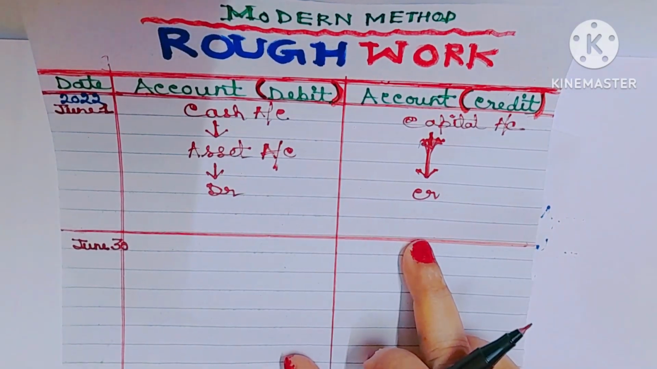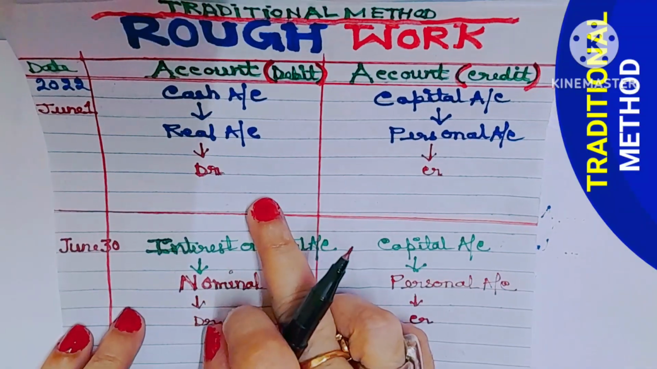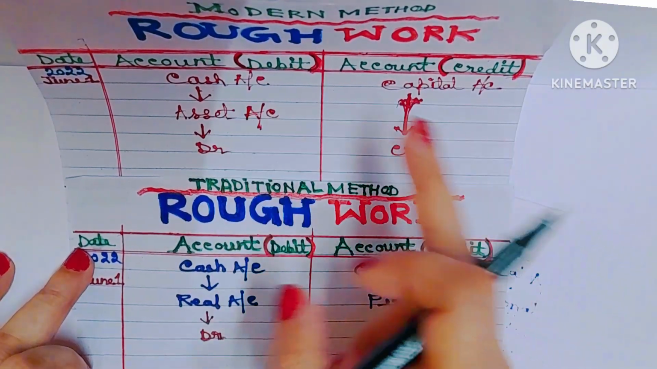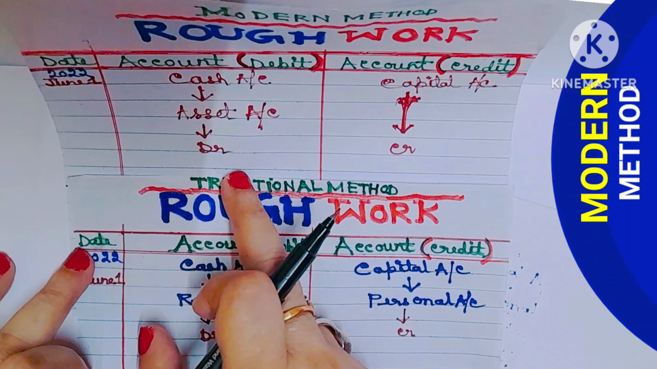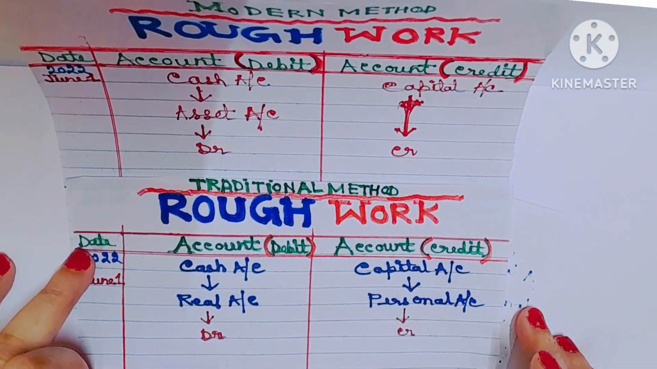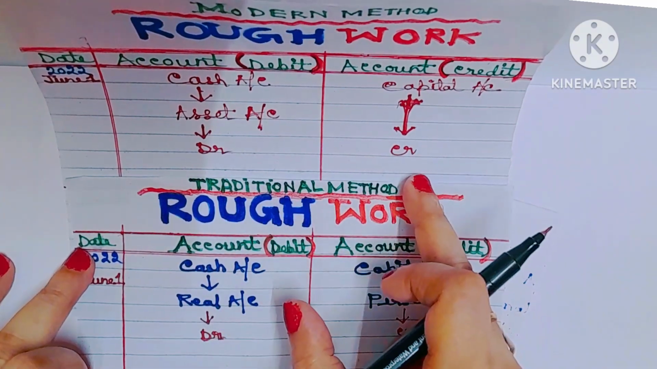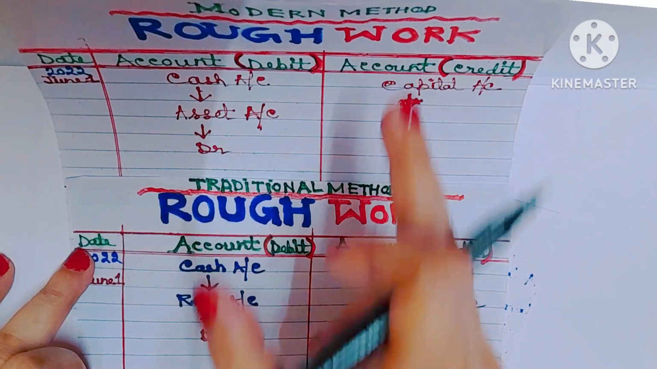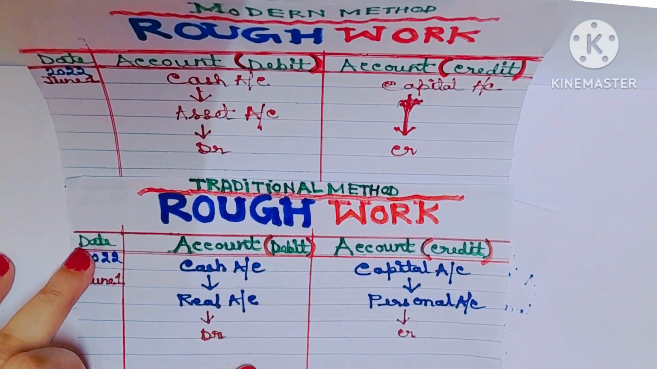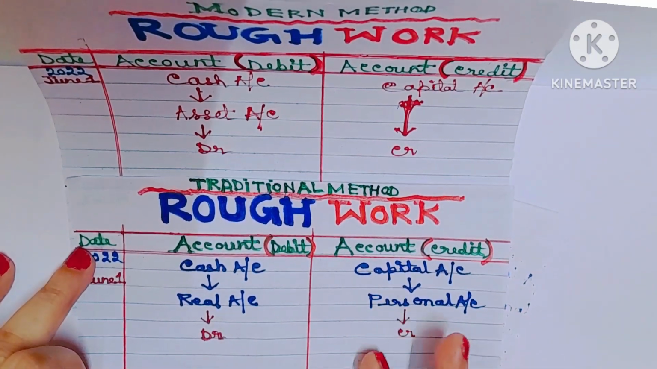See, it is the same thing. By applying the traditional method, cash account is debit, capital account is credit. By applying the modern method also, cash account is debit, capital account is credit. So whichever method you apply, the answer will be same.